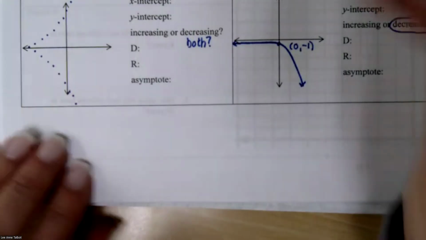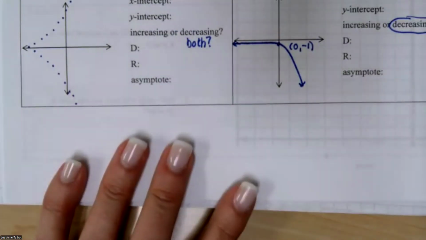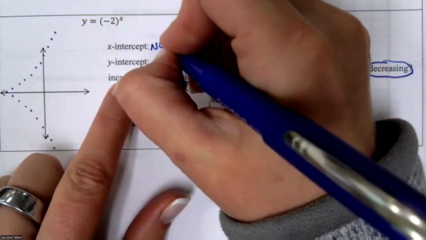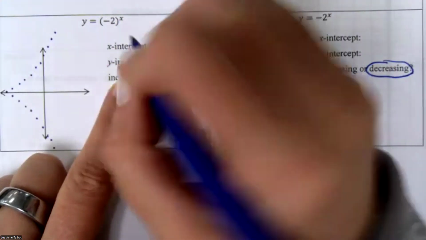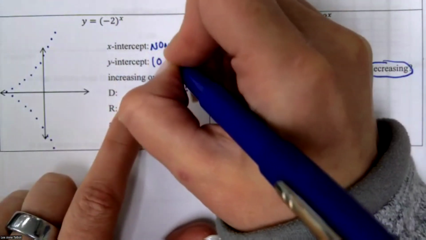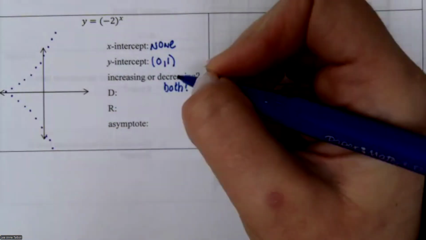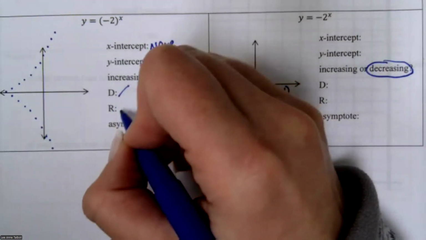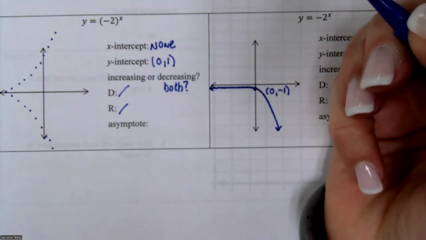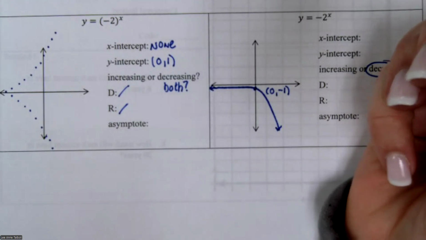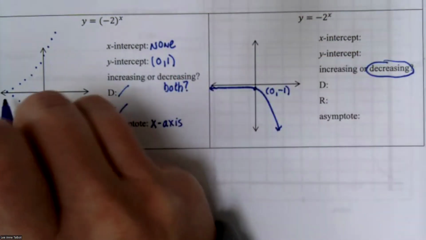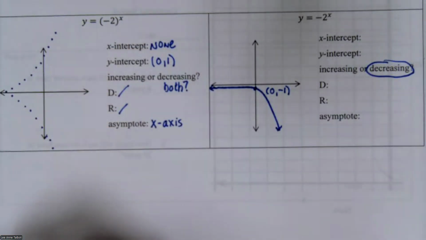Okay, last 2 here, and then we're just going to write a sentence for number 5, and we're done. X-intercept, none. Believe it or not, the y-intercept on this is still 0, 1. We're not even going to bother with the domain and range on this. It's so weird. But it does have an asymptote at the x-axis because it's approaching it from both directions, really.